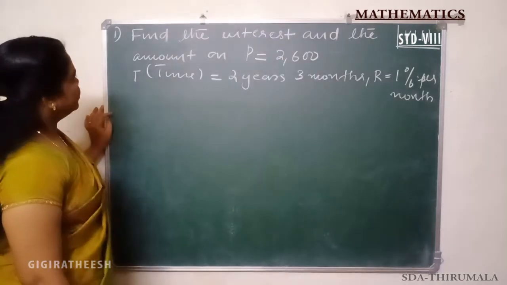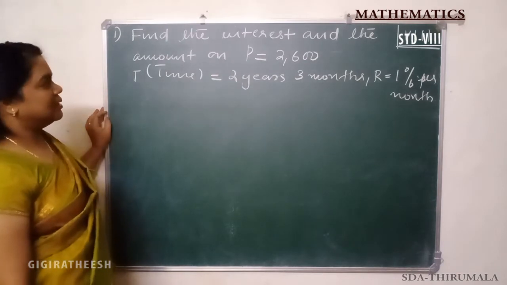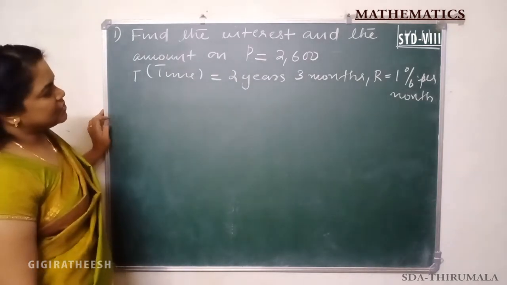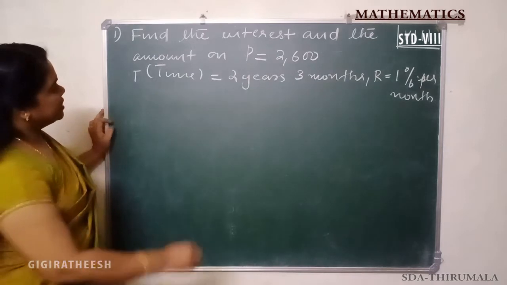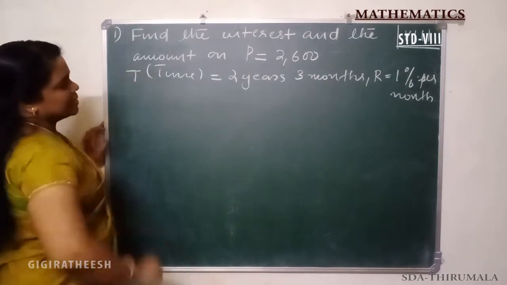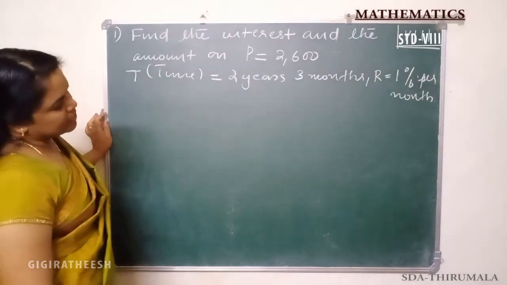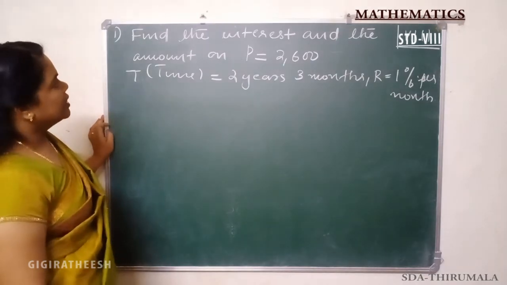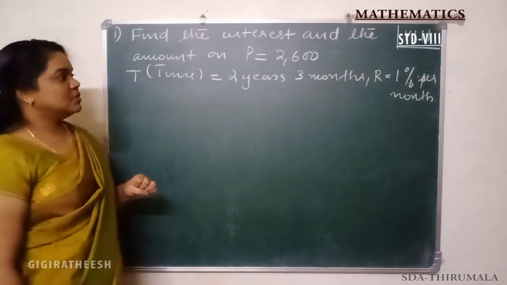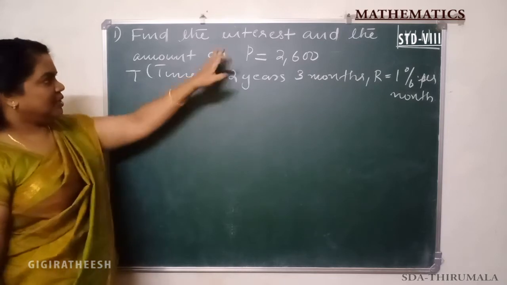Okay, there is a question for you. Find the interest and the amount on P equal to 2,600 and time T equal to 2 years 3 months, and R equal to 1% per month. The principal P is equal to 2,600, and we have to find the interest.